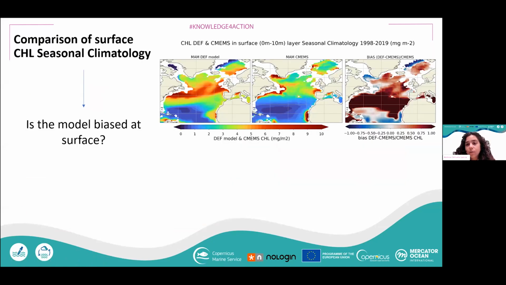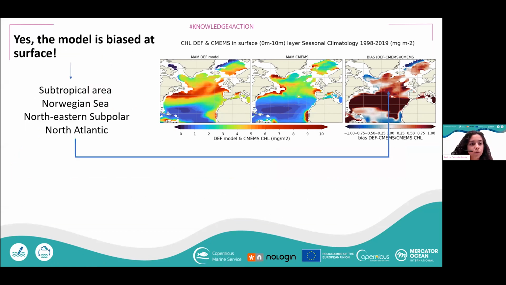To know where the bias is coming from, as we know that what is happening in the upper mesopelagic layer is related to the surface, we are presenting here the study of, in this case, the chlorophyll at the surface, so between 0 and 10 meters. In this way, as we can see here, we have some bias in, for example, the subtropical area, in the Norwegian Sea, and also in the northeastern subpolar North Atlantic.